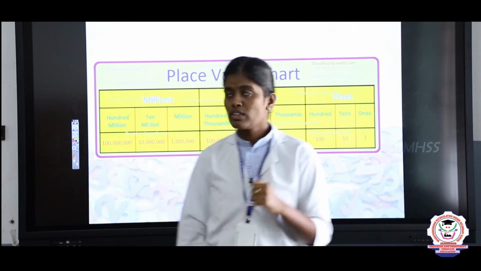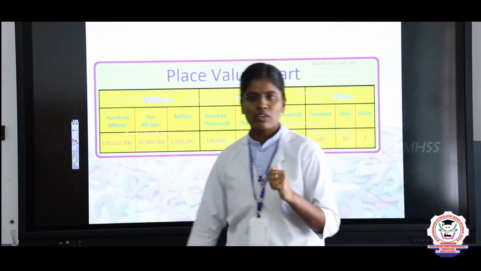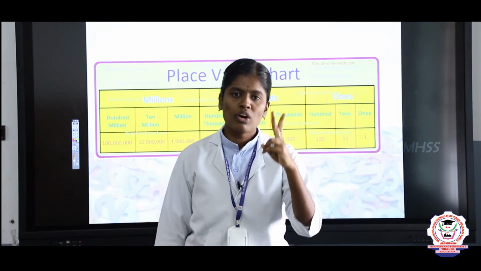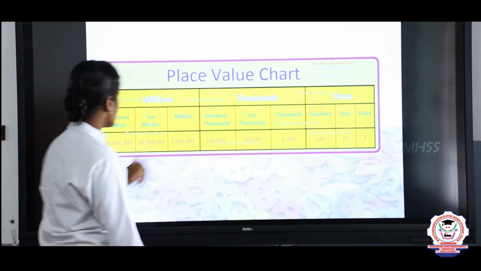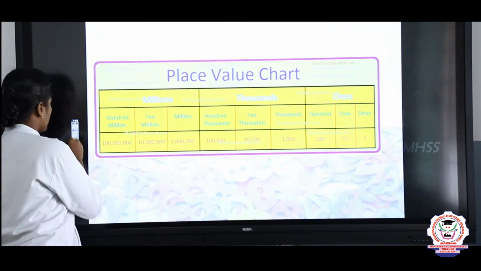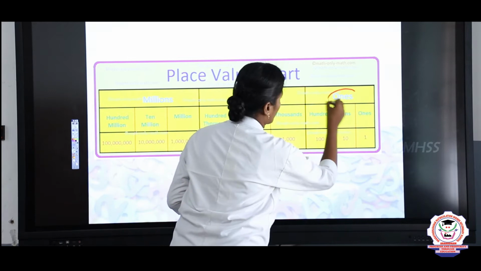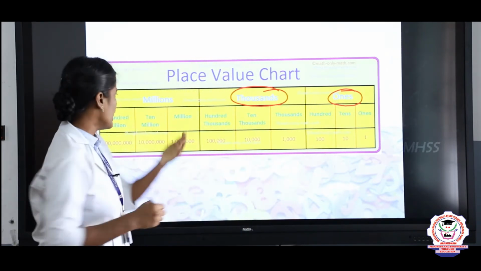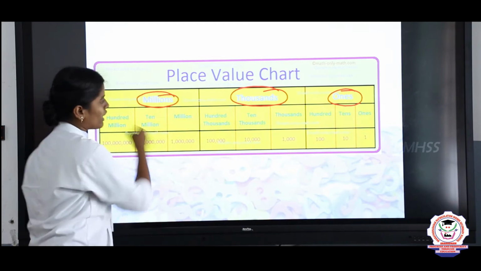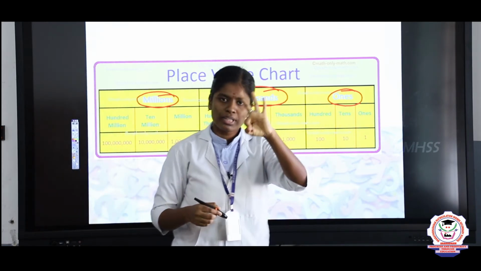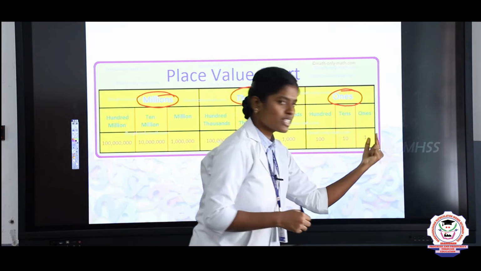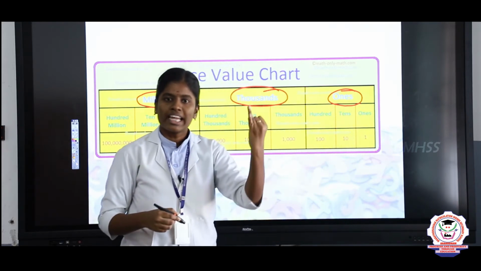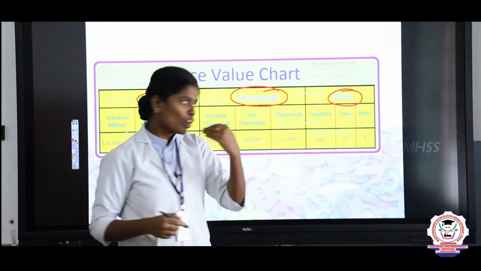Now today we are going to see the international place value chart. In 5th standard you have only 2 columns: ones and thousand. If we go to the 6th standard, we are going to learn millions. In the ones column we have 3 sub periods. The first one is ones, the second one is tens, the third one is hundreds, and the second column is thousand.